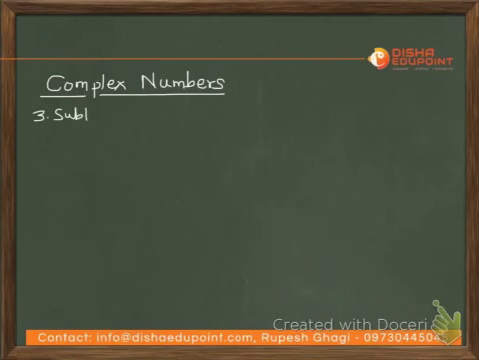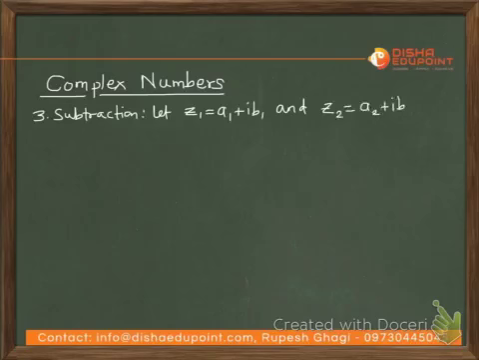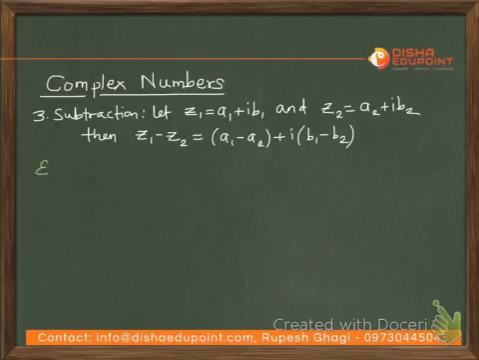Now let's consider the third operation, which is the subtraction of two complex numbers. If we know the addition operation and the additive inverse, I think it's very easy to understand the operation of subtraction. Let's consider z1 equal to a1 plus ib1 and z2 equal to a2 plus ib2. Then z1 minus z2 will be equal to a1 minus a2 plus i into b1 minus b2. That is, the real part is subtracted from the real part and the imaginary part is subtracted from the imaginary part.